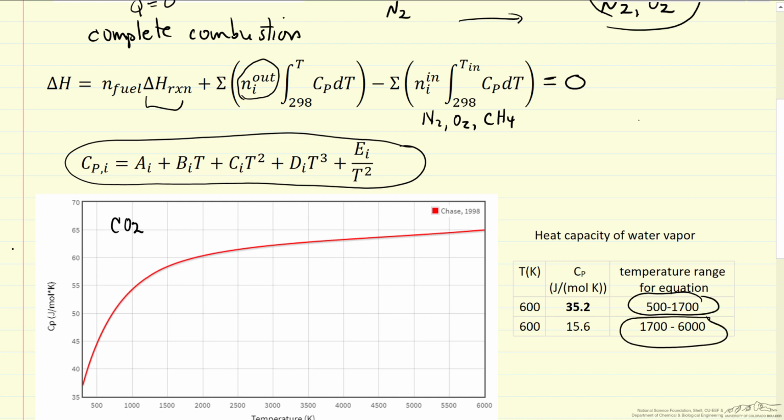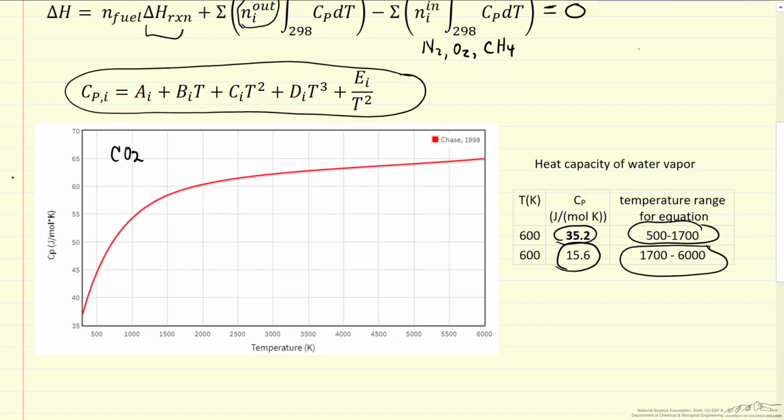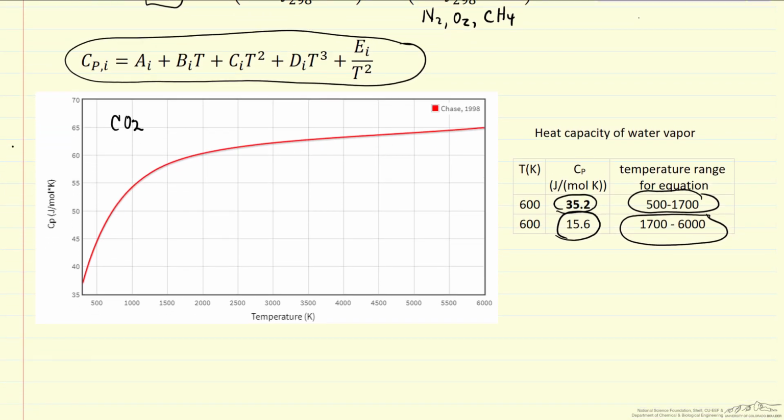If I calculate the heat capacity at 600, this is the appropriate, correct equation, 35 joules per mole per Kelvin. Notice how much error there is if we were to use the high temperature model. So it really matters that we use the appropriate temperature range. If we do this calculation for air, to a pretty good approximation we can ignore other reactions that might occur. If I calculate the flame temperature, I get 2326 Kelvin.